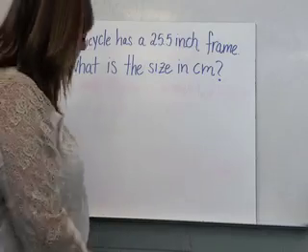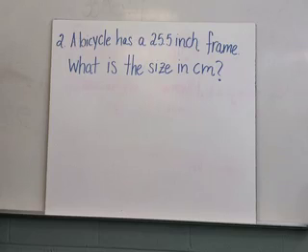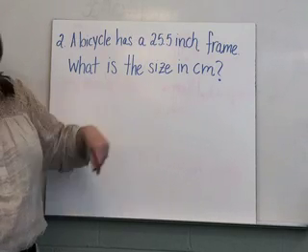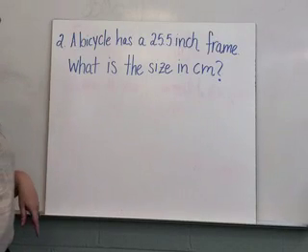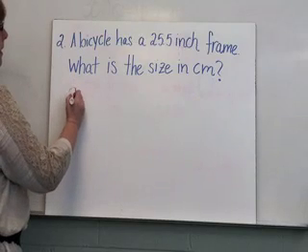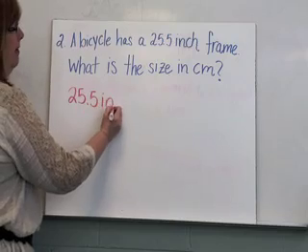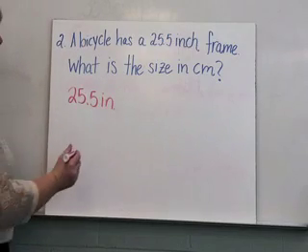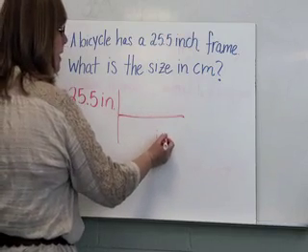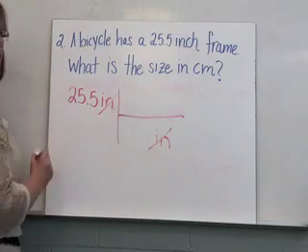We would like to buy a bicycle that has a 25.5 inch frame, but the catalog where we're ordering our bicycle from only has the sizes in centimeters. So we need to convert 25.5 inches into centimeters. Start with what's given. Number, unit. I'm going to abbreviate inches, just IN. Put up our equivalence box. We're going to put inches down here. This is in the numerator, this is in the denominator, and they cancel.